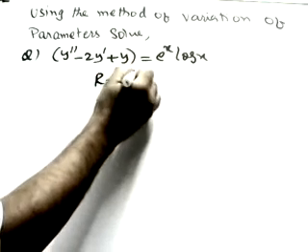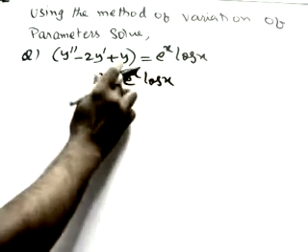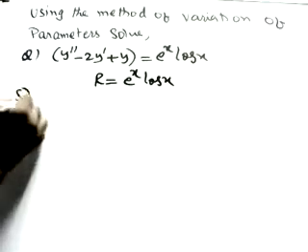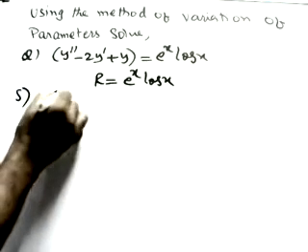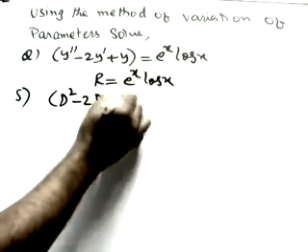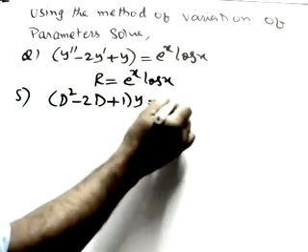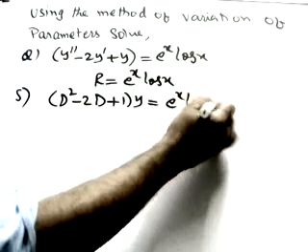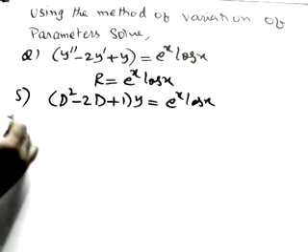We know this value. We denote this by capital R. So this is e power x log x. Next, we know y double dash is denoted by D squared, and y dash is denoted by D. We are taking y common. So we have D squared minus 2D plus 1 into y equals e power x log x.